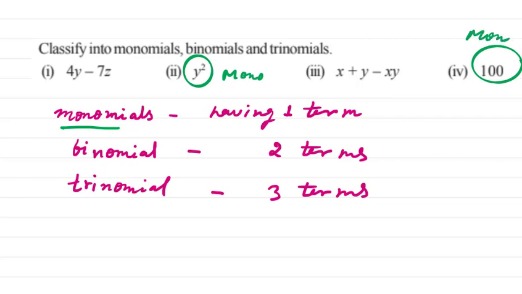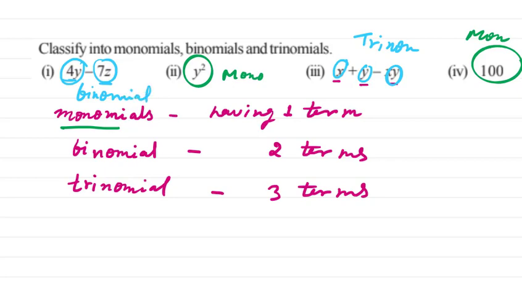Now this one, here how many terms do you have in this third part? You have 3 terms, so this will be trinomial. Now in the first one you have 2 terms, and an expression having 2 terms is known as binomial. So this is binomial.